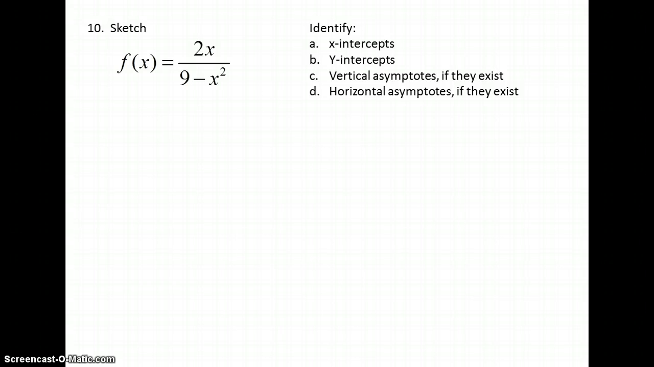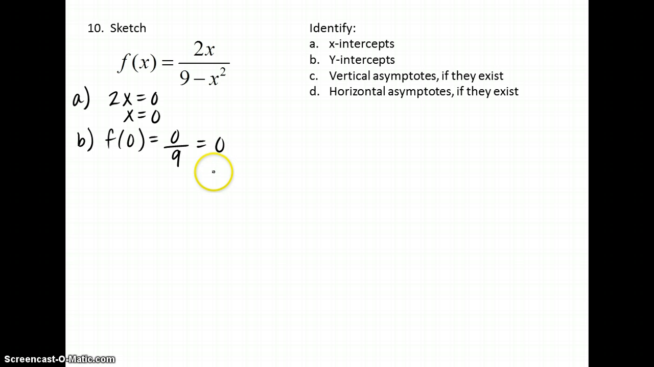Now sketch this function identifying the same information. X-intercepts, set the numerator equal to 0. So x equals 0. Y-intercepts, set x equal to 0. So x and y-intercepts both occur at the origin. Vertical asymptotes occur when the denominator is 0, setting the bottom to 0. We get vertical asymptotes at positive and -3.